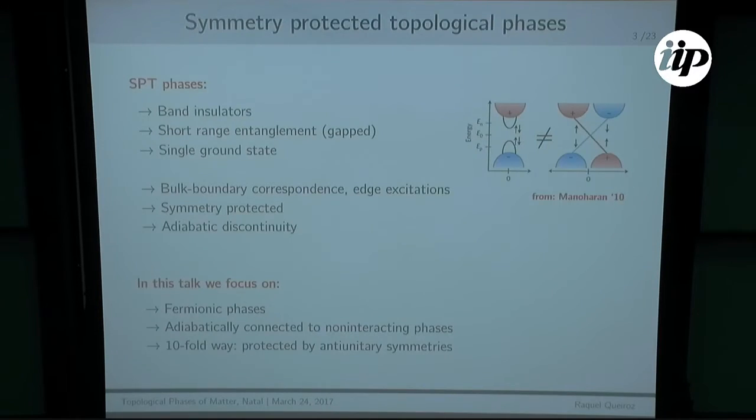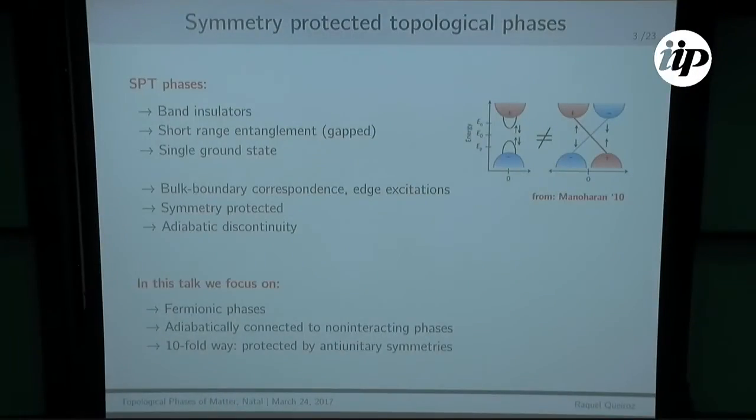So what are SPT phases? These are topological phases, but in the end they are just band insulators. There's no topological order. They are short-range entangled phases with a single ground state, and this ground state preserves all the symmetries of our system. We can say that it's topological because there is a so-called bulk-boundary correspondence. That is, there are different topological sectors characterized by different edge excitations, and as long as we preserve the symmetry, we cannot remove this excitation. So there is an adiabatic discontinuity between these sectors.